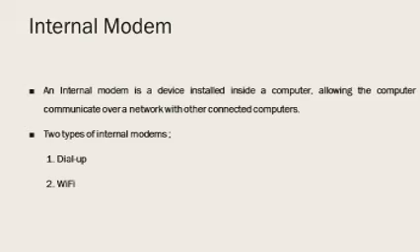So the two types of internal modems are, first, the dial-up modem, which is the earliest form of the modem, and the second one is the Wi-Fi modem, which means Wi-Fi connectivity. Dial-up modems are only connected to the internet when they have called into your service provider. Dial-up modems operate over a telephone line and require a network access phone number and logon credentials to make a connection.